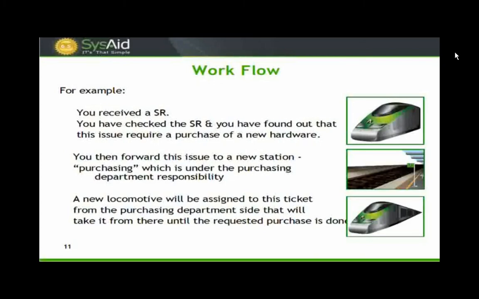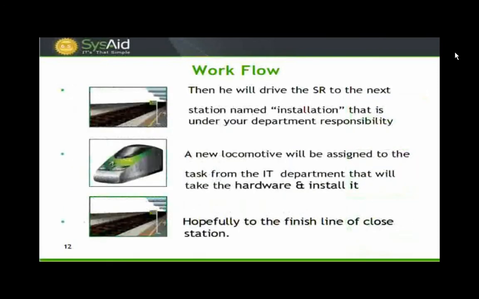You then forward this issue to a new station, purchasing, which is under the purchasing department's responsibility. A new locomotive will be assigned to this ticket from the purchasing department side that will take it from there until the requested purchase is done. Then it will drive the service request to the next station, named installation, which is under your department's responsibility. A new locomotive will be assigned to the task from the IT department that will take the hardware and install it, hopefully to the finish line at close station.